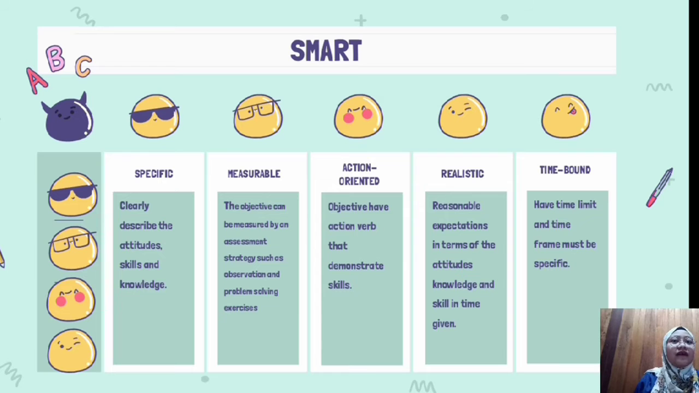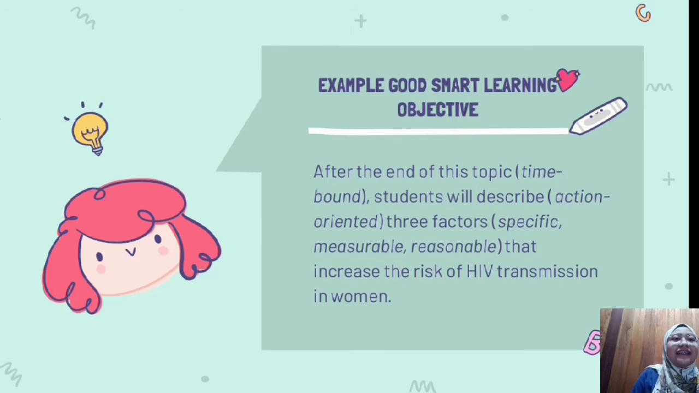So if you have a learning objective for a 1 year syllabus, then you have to get it done in 1 year. You cannot do it in 2 years. That's why we need a time limit. And so here is an example of a good SMART learning objective. After the end of this topic, which is the time-bound, students will be able to describe, which is action-oriented, 3 factors, which is specific, measurable, and reasonable, that increase the risk of HIV transmission in women.